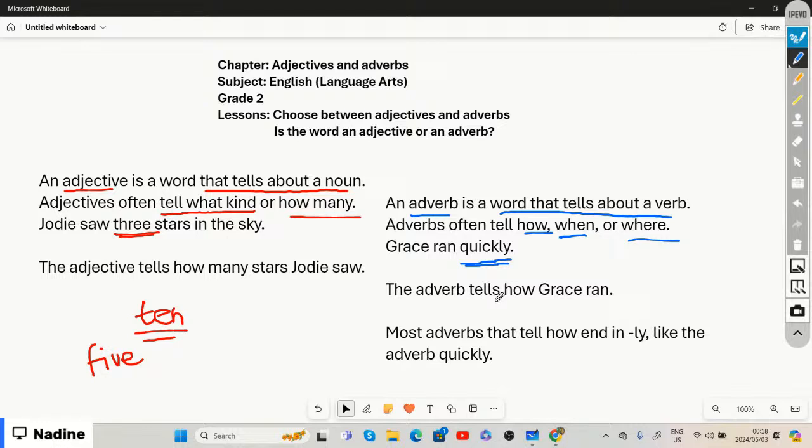So once again, our chapter is adjectives and adverbs, grade 2, subject English language arts. And the lessons that we are focusing on are to choose between adjectives and adverbs, and also, is the word an adjective or an adverb.